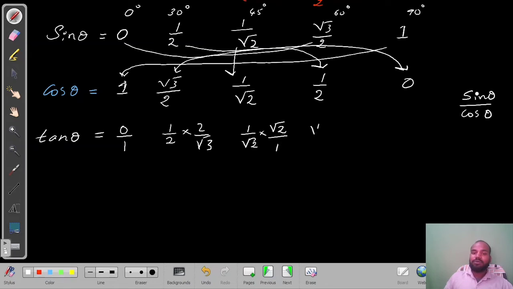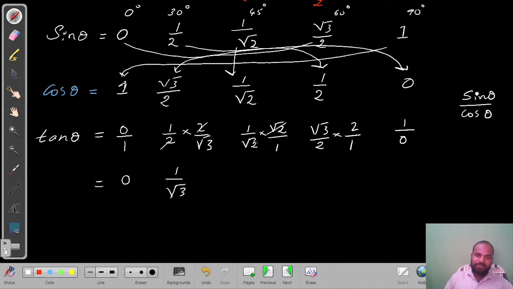Next one, root 3 by 2 into 2 by 1. Next, sine is 1, cos is 0, so 1 by 0, right? Now just simplify this. 0 by 1 is 0. Yes or no? Yes. Next, the 2 gets cancelled. What is here? That is root 3. So 1 by root 3. Tan 30 is 1 by root 3.